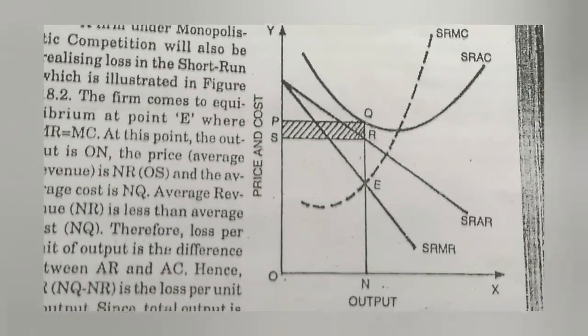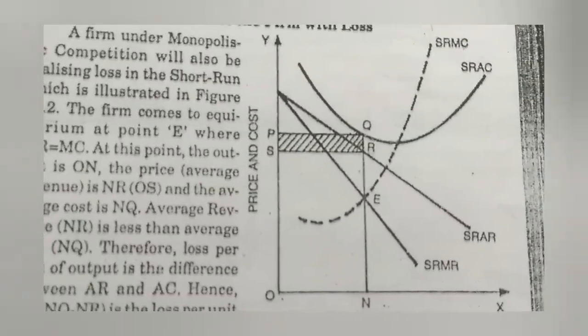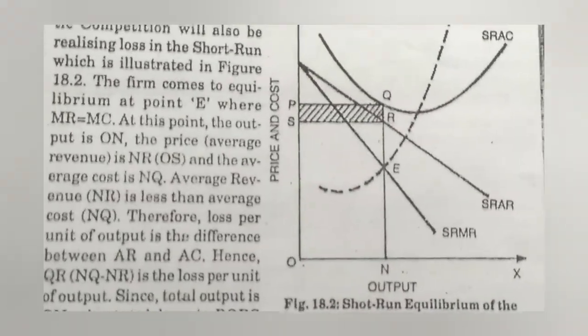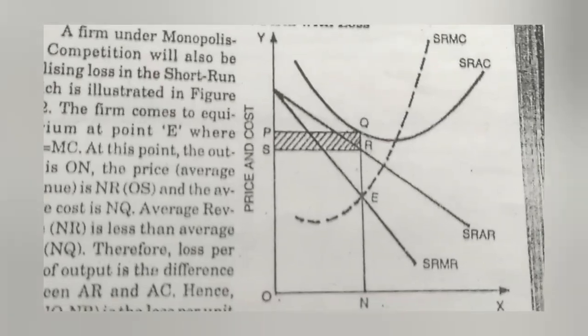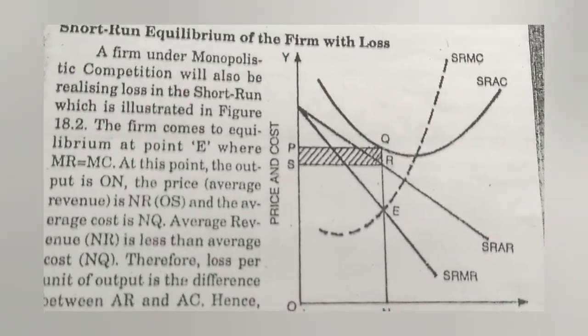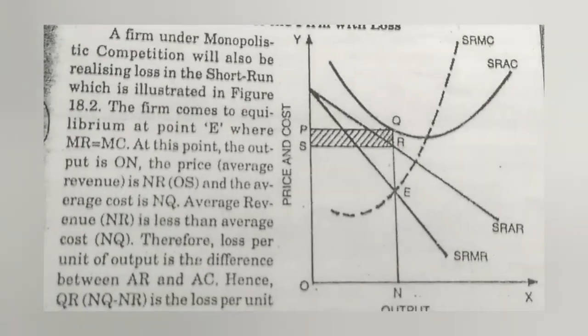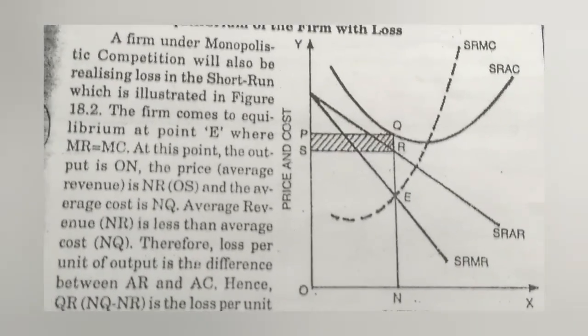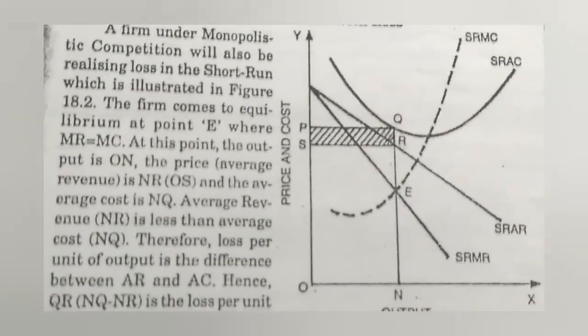Now, short-term equilibrium of the firm with loss. A firm under monopolistic competition can also realize a loss in the short run. It can be explained with the help of a diagram. In this diagram, the firm comes to equilibrium at point E where MC equals MR. At this point, output is ON. The price, average revenue, is NR, that is OS. And the average cost is NQ. Average revenue NR is less than the average cost NQ.